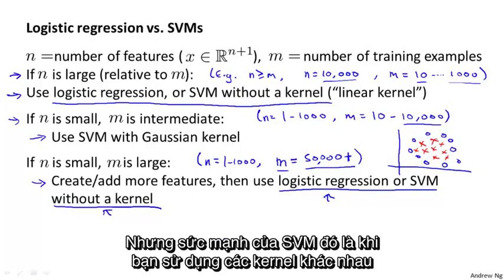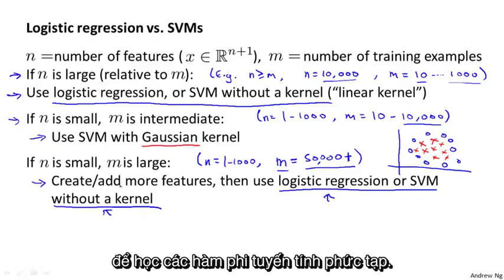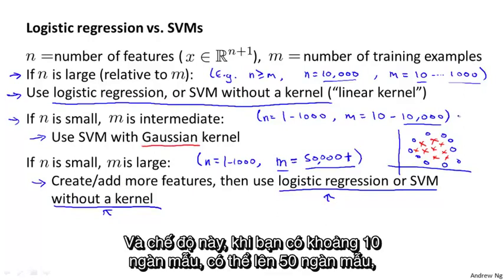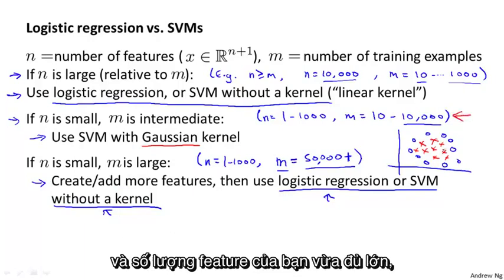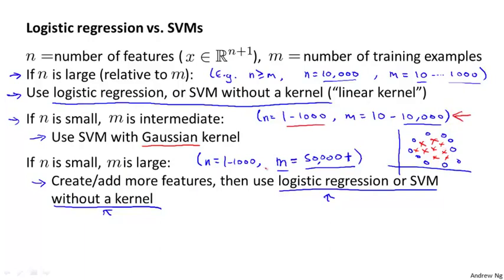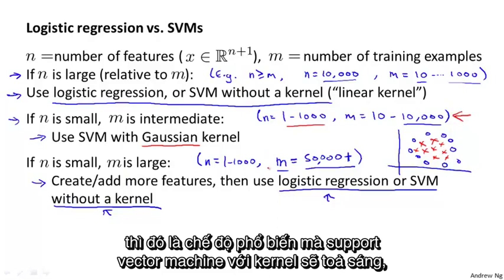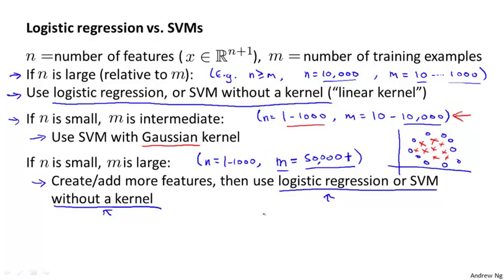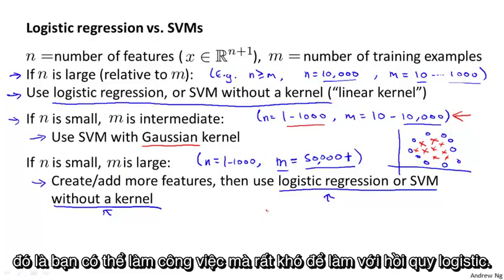But a lot of the power of the SVM is when you use different kernels to learn complex nonlinear functions. And this regime, when you have maybe up to 10,000 examples, maybe up to 50,000, and your number of features is reasonably large, that is a very common regime, and maybe that's a regime where a support vector machine with a Gaussian kernel will shine and can do things that are much harder to do with logistic regression.